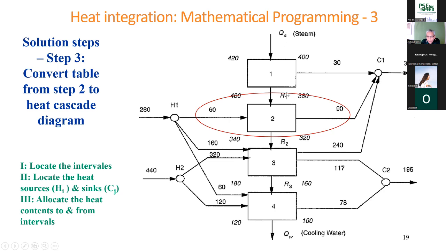R2 are energy that is given from the interval above to the interval below. If any of the R1, R2, R3 are zero, that indicates the pinch point location.